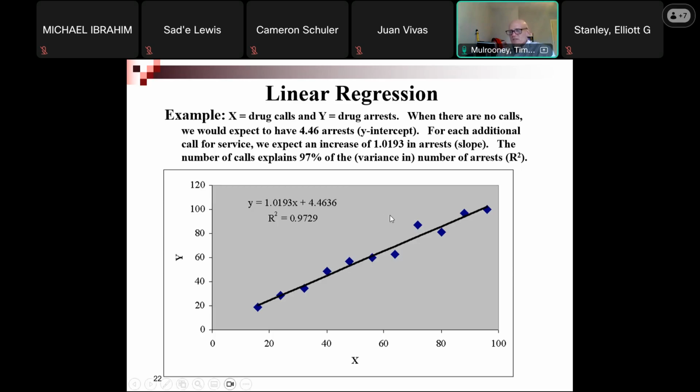This is just a little different than your 2x plus 7. We know what 2x plus 7 looks like. It's a little harder to conceptualize 1.0193x plus 4.4636. And we have these units here. This x unit is what? This x unit I'm looking at here is drug calls versus drug arrests.